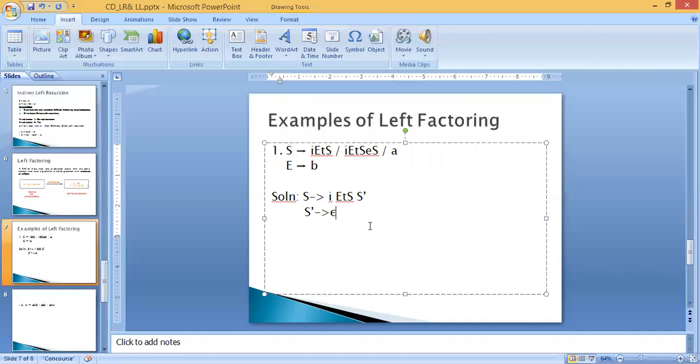So I will introduce epsilon here, okay? So it is epsilon, or what is the other alpha? It is nothing but eS. Okay? What about this a? Why did we leave this a? This a did not cause any trouble, right? So I'll have to write it here itself, guys. Since there was no common prefix here, that has to remain in the same position. Okay. So this is how you write it.